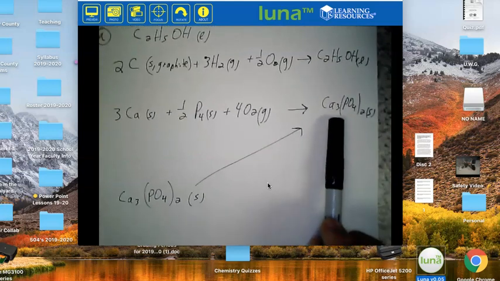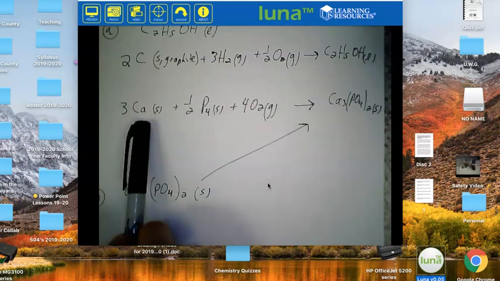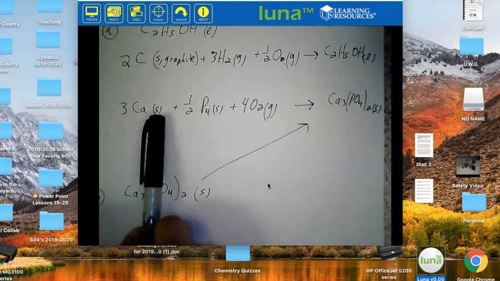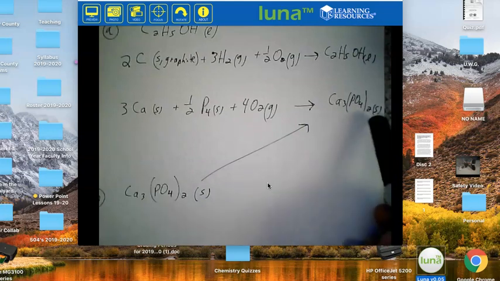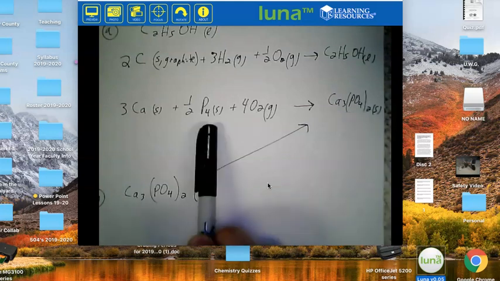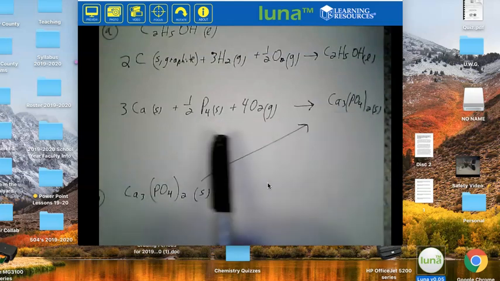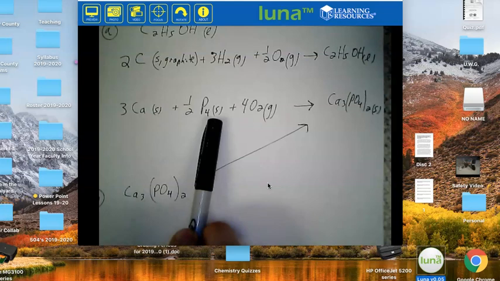For calcium phosphate, same idea, 1 mole of calcium phosphate, so I need calcium. Calcium is a free element, a solid, and I need 3 atoms of it. For phosphorus, I have 2 atoms there. Phosphorus is not a diatomic molecule, but by itself it actually exists as P4. It's just something you'd have to know. I don't need 4 atoms of phosphorus, I only need 2, so I'm going to multiply 4 times a half to get 2 atoms of phosphorus. It's a solid at room temperature.